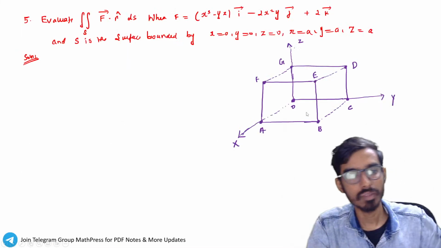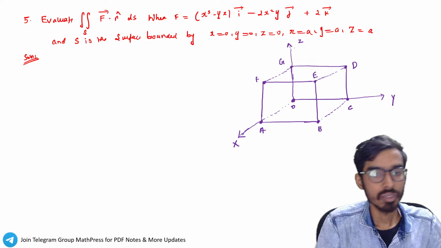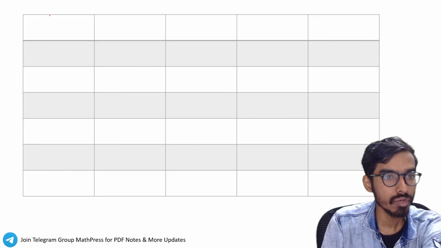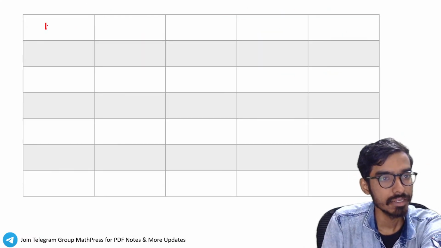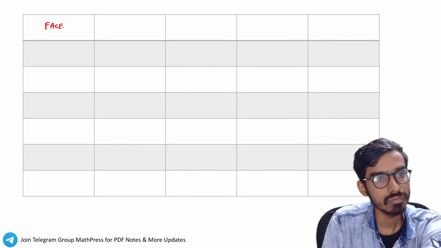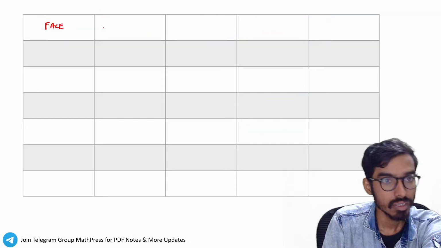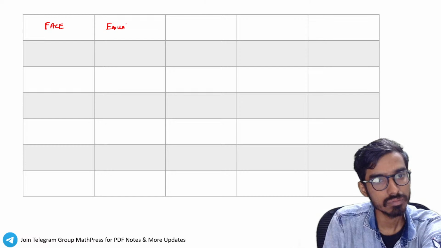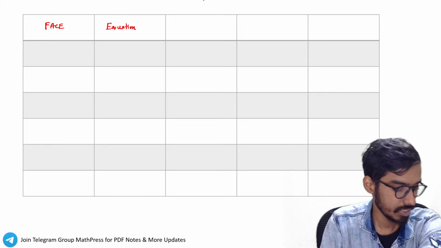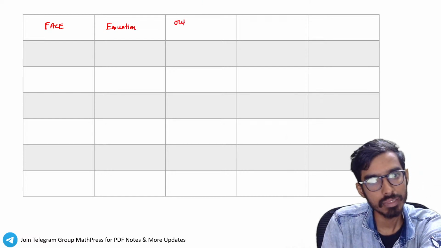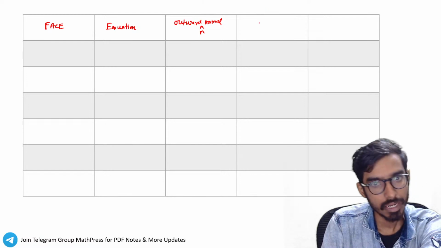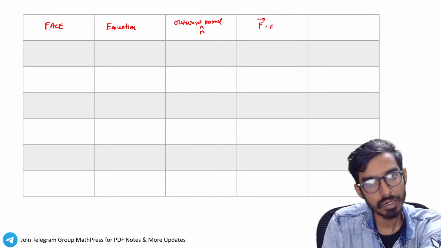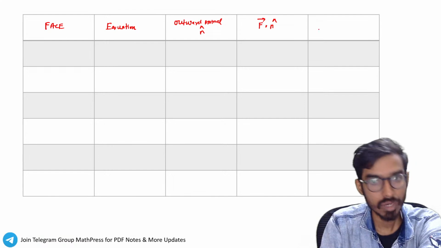So this table is very important. First you need to remember these headings, right? This is phase equation, outward normal, that is your n cap. You just find f vector dot n cap, and what is your ds.